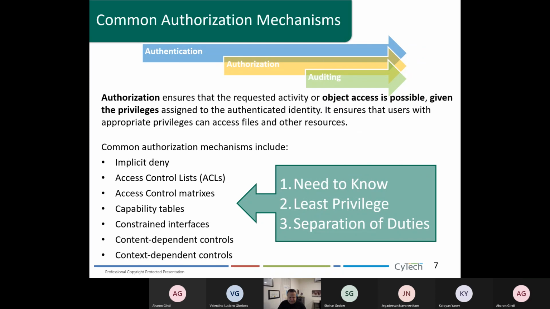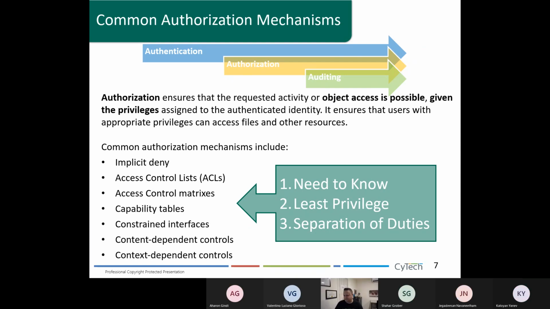The mechanisms are the same. The mechanisms that we've seen so far for subjects and objects are the same. And we want to maintain those two main principles, need to know and least privilege, but also separation of duties and other mechanisms, just to make sure that the method that connects the subject and the object is based on something that we can actually audit, and make sure that the subject is where we want them to be and not anywhere else.